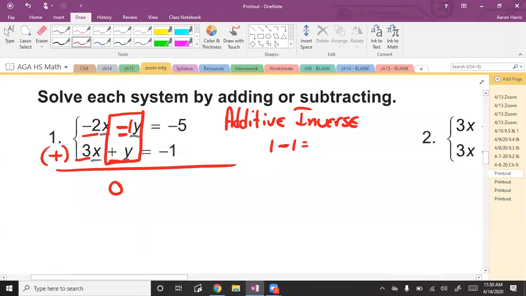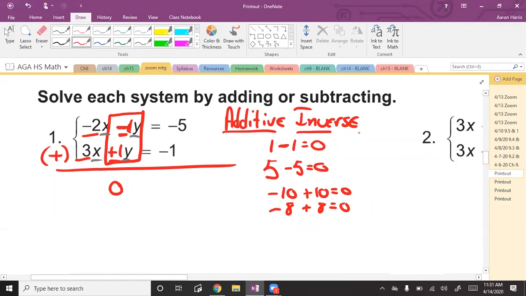Just -1. What if I have a positive 5? How do I get to 0? -5. What if I have a -10? How do I get to 0? +10. What if I have a -8? +8. So you know what an additive inverse is. All we have to do is find it. Here's a -1, here's a positive 1. They are called additive inverses. So that means it's going to be easier on me to eliminate the y.